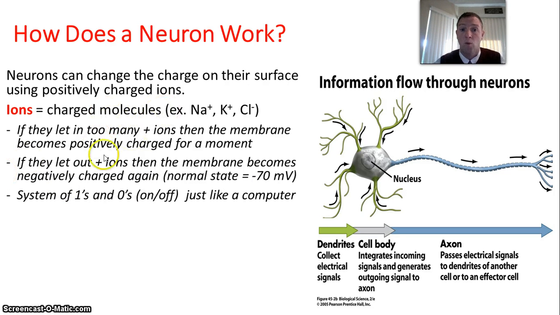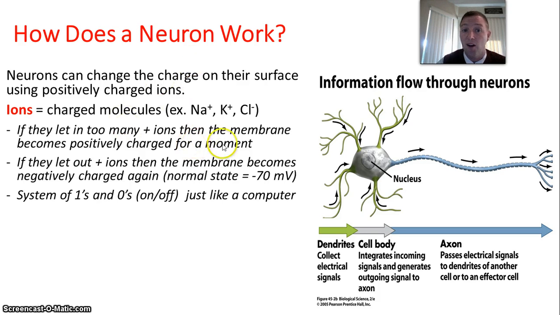How do we do that? Well, we normally keep a voltage of negative 70 millivolts. Is that a lot of voltage? No, it's really, really tiny, but it's enough to keep you alive and give you all these thoughts and allow you to listen to my voice and see my picture right now. Kind of neat. So with a little bit of voltage, we can send messages.